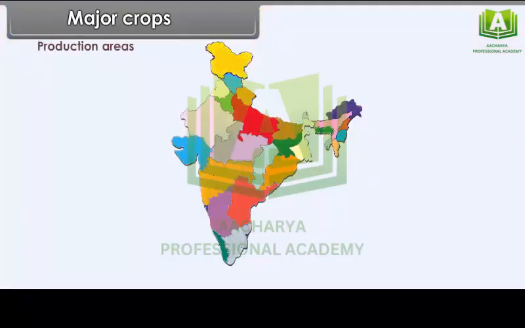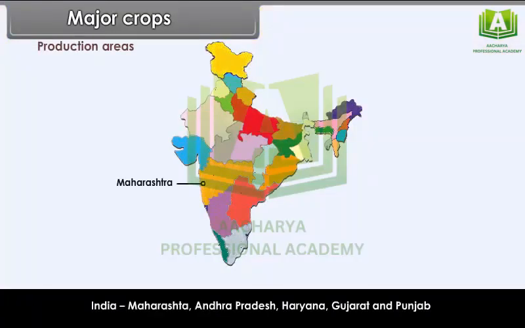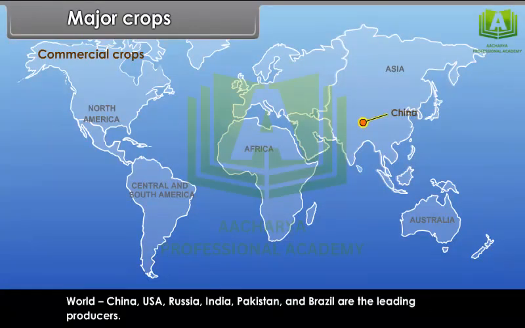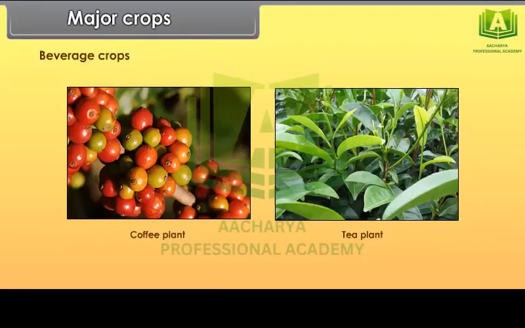Production areas. India: Maharashtra, Andhra Pradesh, Haryana, Gujarat and Punjab. World: China, USA, Russia, India, Pakistan and Brazil are the leading producers. Beverage crops. Beverage crops include tea and coffee.